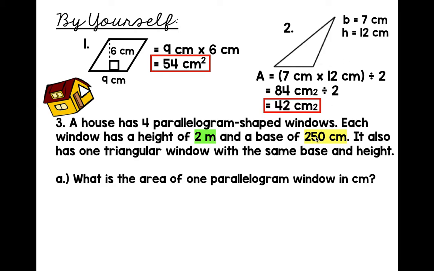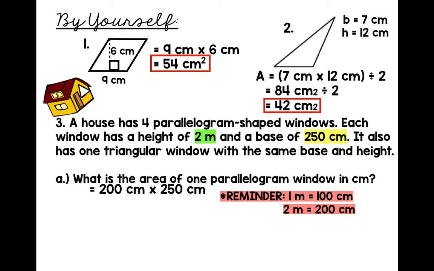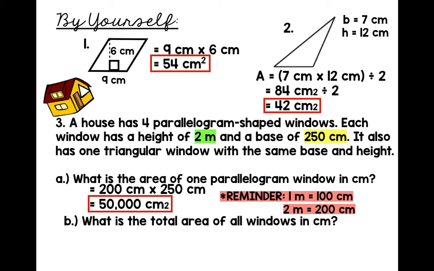So when working with these dimensions, we first notice that these units are different. So in order to solve, you need to convert this unit into centimeters. So ask yourself, how many centimeters are in 1 meter? Okay, so there's 100. So how many are in 2 meters? Of course, 200. So now that we've converted to the same unit, go ahead and multiply your base times your height. So 200 times 250 is 50,000 centimeters square. Again, always be mindful of your zeros. So 25 times 2 is 50. Go ahead and put those 3 zeros. So 50,000 centimeters square.